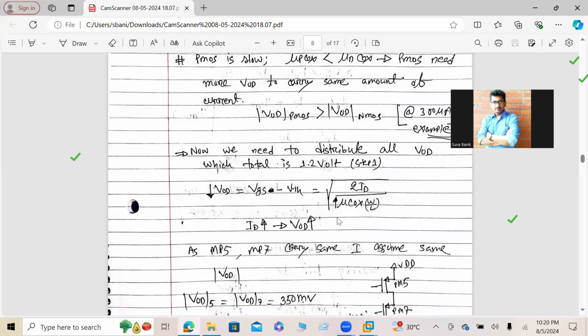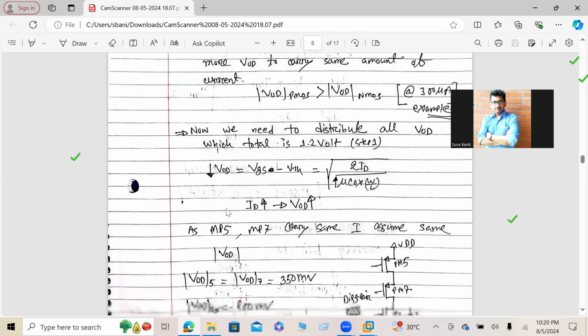Or from the formula: what is the overdrive voltage? Overdrive voltage is nothing but VGS minus VTH. From this formula, we can also see that if my mu and Cox increase, VOD decreases. The formula is inversely proportional. So as my PMOS has a lower mu value, its VOD will increase.